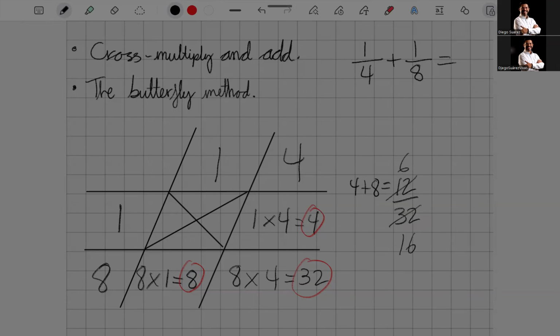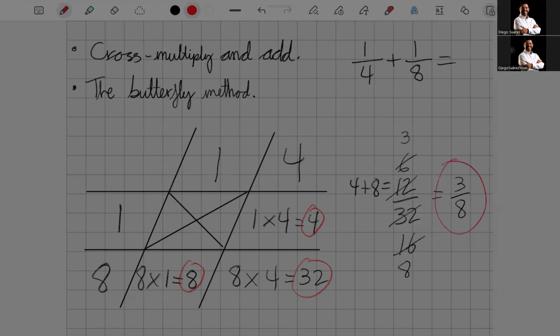But we can also continue with halves, because both 6 and 16 are multiples of 2. So half of 6 is 3 and half of 16 is 8. So the final answer is 3 eighths. So we made it. This is the final answer.